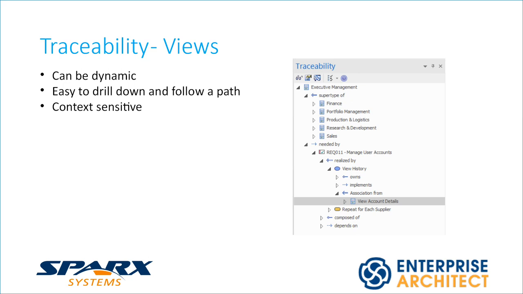You can also use the traceability window. The traceability window or view can be dynamic. It allows you to drill down and follow a path to see what impact a change might have. It's also context sensitive, so if you select another element on screen, it will automatically update the traceability view with new information.